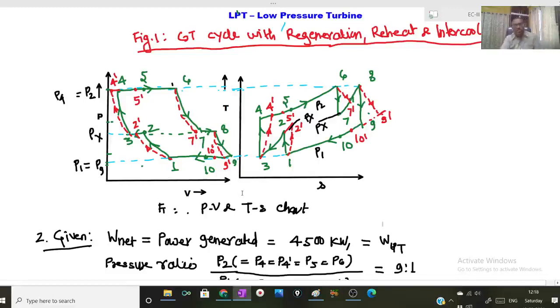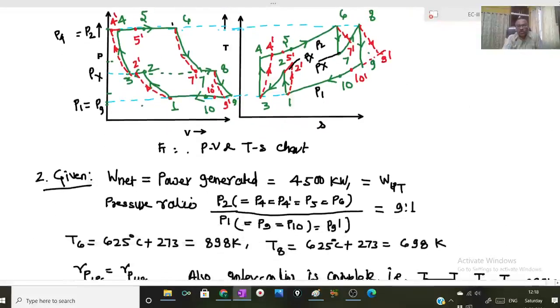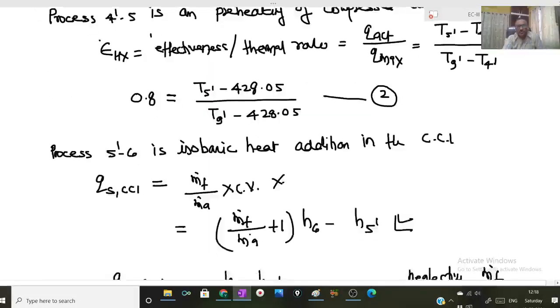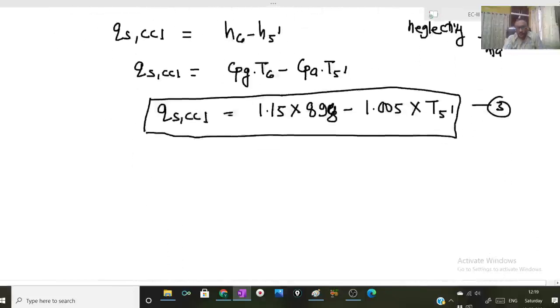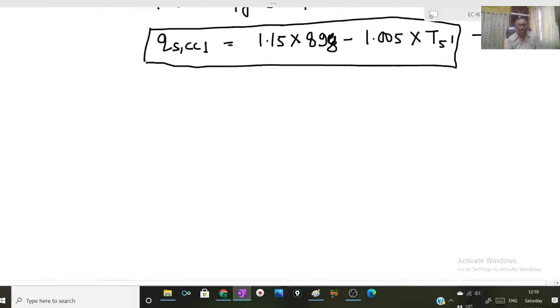Now the next processes I am going to consider are 6 to 7, 7 to 8 and 8 to 9. And these are isentropic compression expansion in the HPT. 6 to 7 is isentropic expansion in the high pressure turbine, 7 to 8 is isobaric reheating, and 8 to 9 is isentropic expansion in the low pressure turbine. So let us consider the processes one by one.